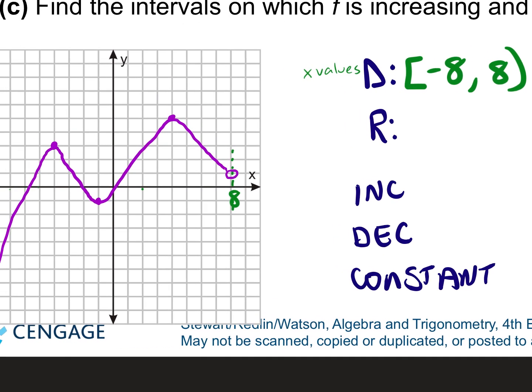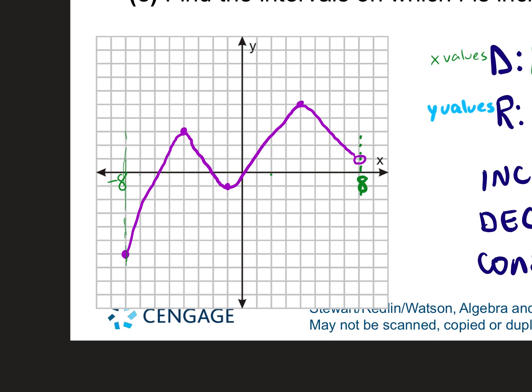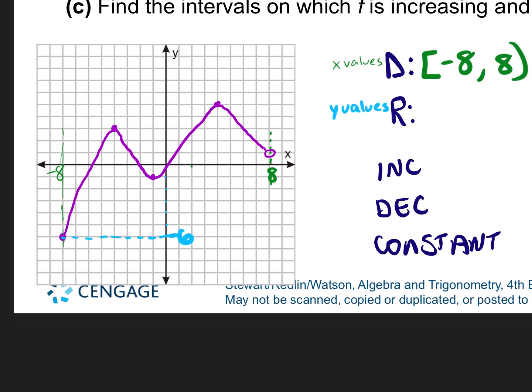All right, let's do the same thing for the range. Range, we're looking at our y values. What is the smallest y value that our graph goes to here? -6. Our graph goes all the way down here to -6. That's our smallest y value. For our range, we always start from the bottom and go to the top.